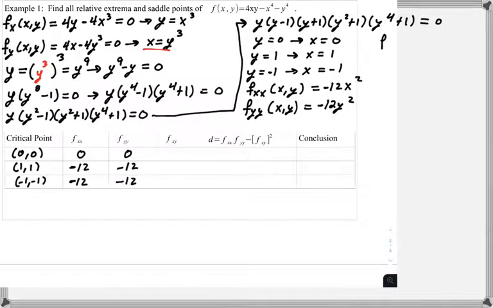Okay. Lastly, we need to find the mixed partial. So first partial with respect to x and then y. That's just going to be 4. So it doesn't matter what x or y is, it's just constantly 4. Alright, so now we're going to find D. So first for 0, 0, it's going to be 0 times 0 minus 4 squared. So it's going to be negative 16, so the D is negative. Our conclusion is that's going to be a saddle point.